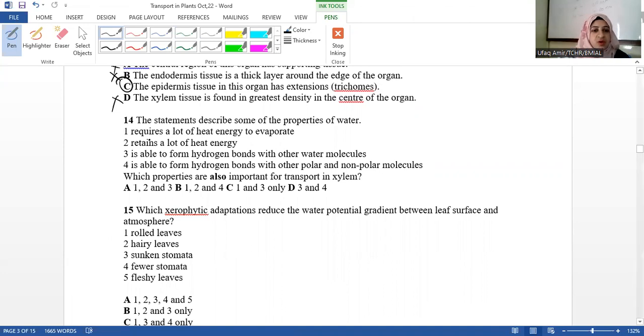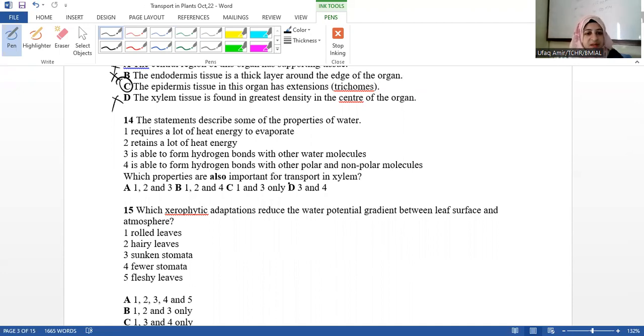The statements describe some of the properties of water. Water requires a lot of heat energy to evaporate, retains a lot of heat energy, is able to form hydrogen bonds with other water molecules, and is able to form hydrogen bonds with other polar and non-polar molecules. Out of these properties of water, which properties are also important for transport in xylem?